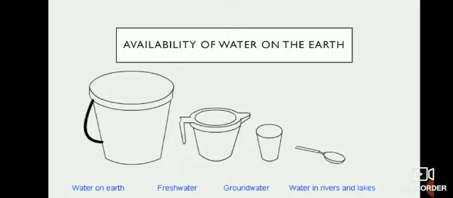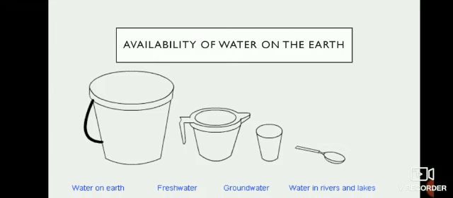When such a small amount of potable water is available, then we should be more cautious in handling water. Isn't it, children? So we must be very cautious about using water. So this is the availability of water on the earth. Now the bucket of water is representing total water on the earth, and the mug is representing fresh water present on the earth, and this glass tumbler is representing the groundwater, and the spoon of water represents water in rivers and lakes.